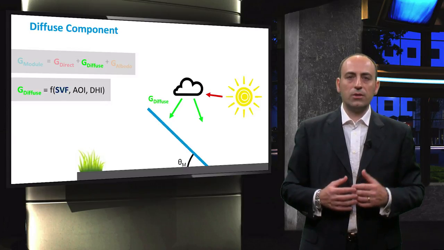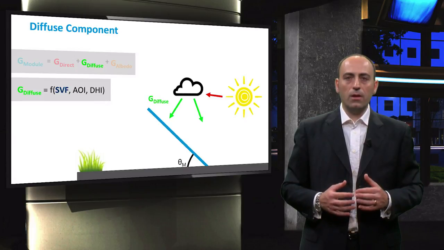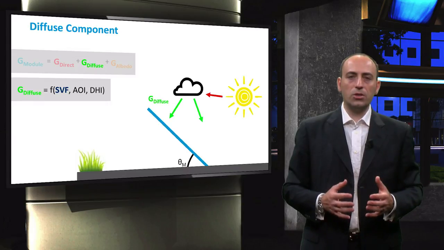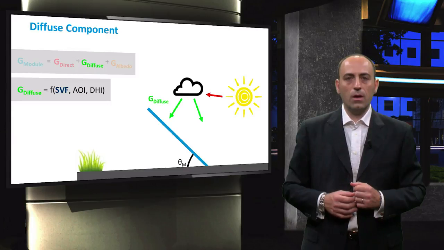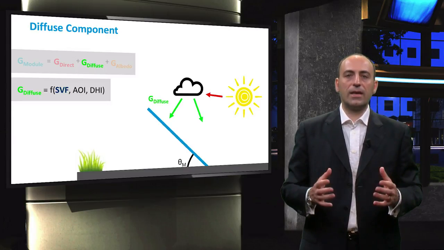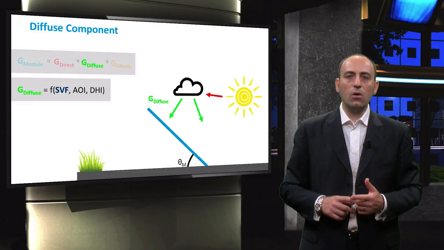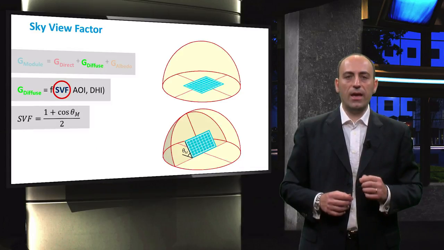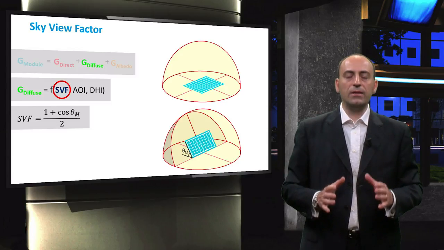The other component that contributes to the incident global irradiance is the diffuse component. There is not a single unique equation to obtain the diffuse irradiance. The calculation of this irradiance depends on the sky model that you want to use. Sky models differ in complexity, but in general they are a function of the diffuse horizontal irradiance, the angle of incidence, and most important, the so-called sky view factor, or SVF. This parameter only depends on the tilting of the module, and it represents the portion of the sky seen by the module.